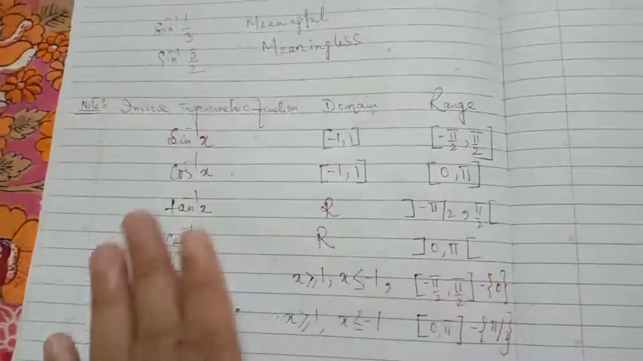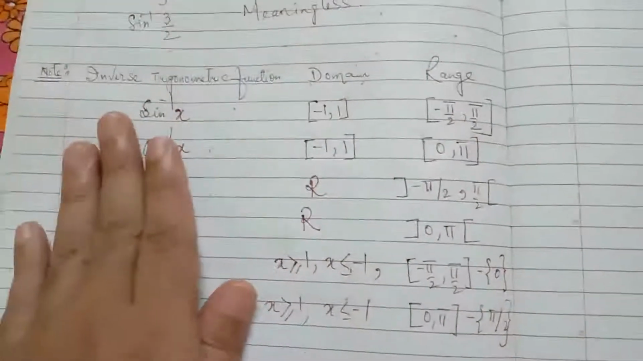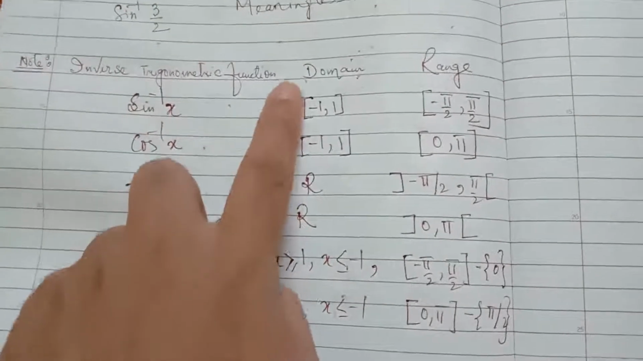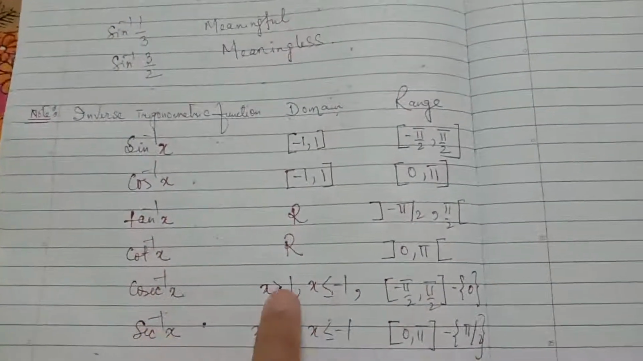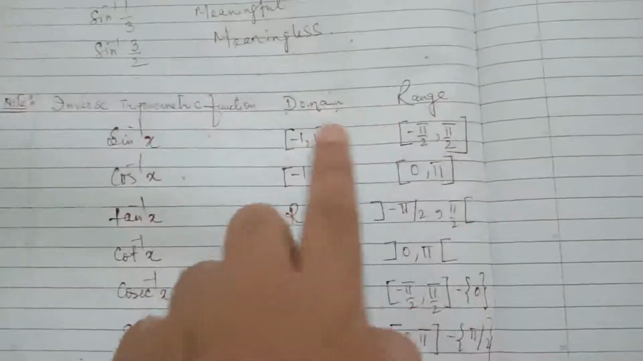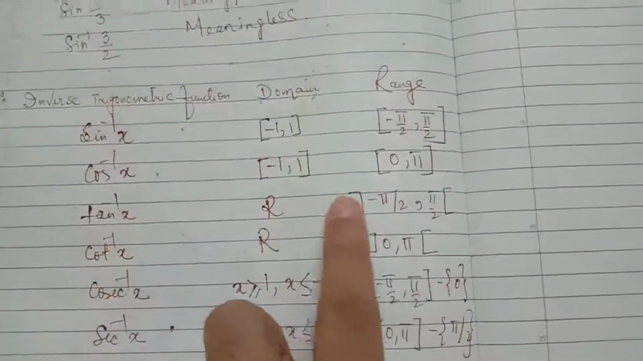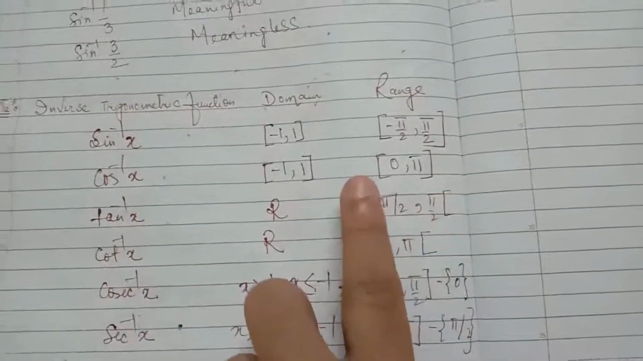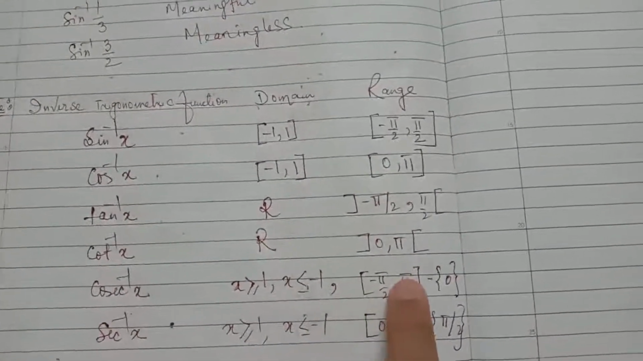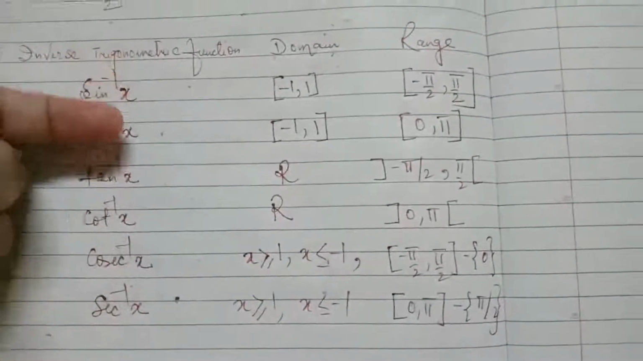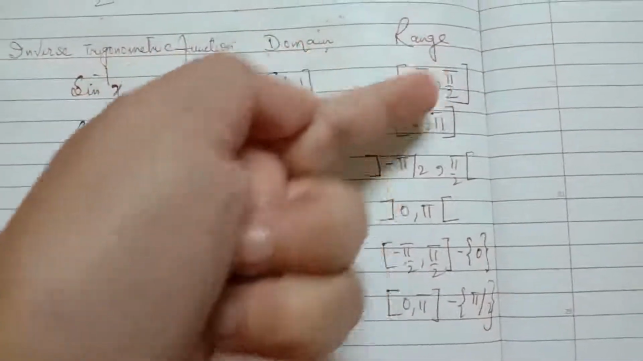Domain and range of inverse trigonometric function. You have to remember what is the domain of sine inverse of x. Sine inverse and cos inverse domain is same. Tan inverse, cot inverse domain is same. Cosec inverse, sec inverse domain is same. For range, you will see sine inverse of x minus pi by 2 to plus pi by 2. Tan inverse of x almost same, minus pi by 2 to plus pi by 2, but not including these two. Cosec inverse of x minus pi by 2 to plus pi by 2 except 0. So sine inverse of x, tan inverse of x, cosec inverse of x, these three have almost same range, minus pi by 2 to plus pi by 2.